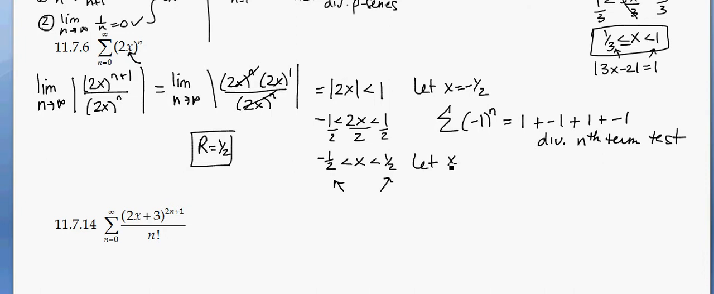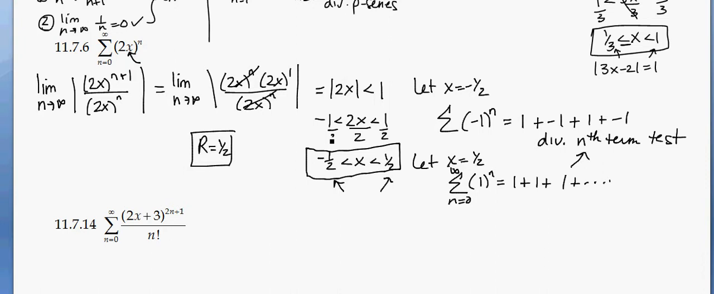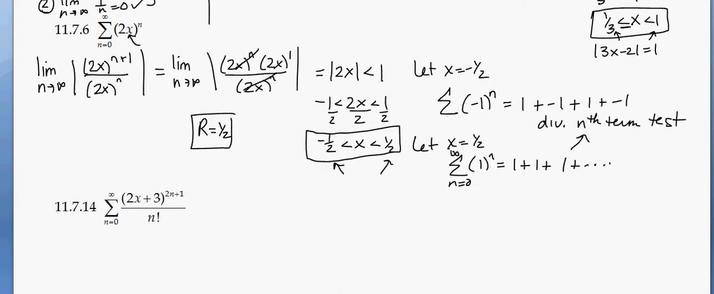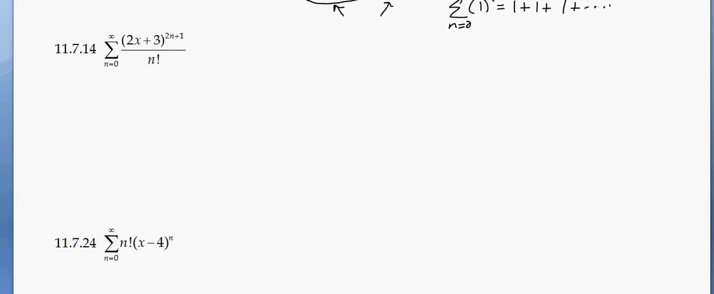And then if we check x equals +1/2, our series becomes 2 times 1/2, which is 1. So 1 to the n, which is just 1 plus 1 plus 1. This also diverges by the nth term test. So our interval of convergence does not include the endpoints. It was just from -1/2 to 1/2. Okay, let's do the next one.